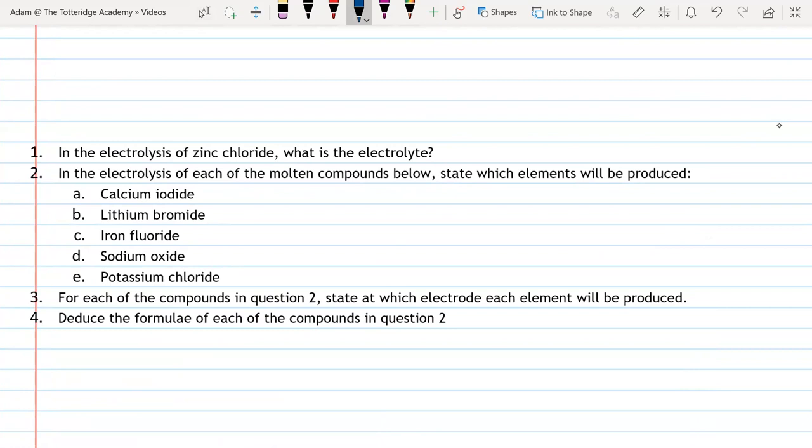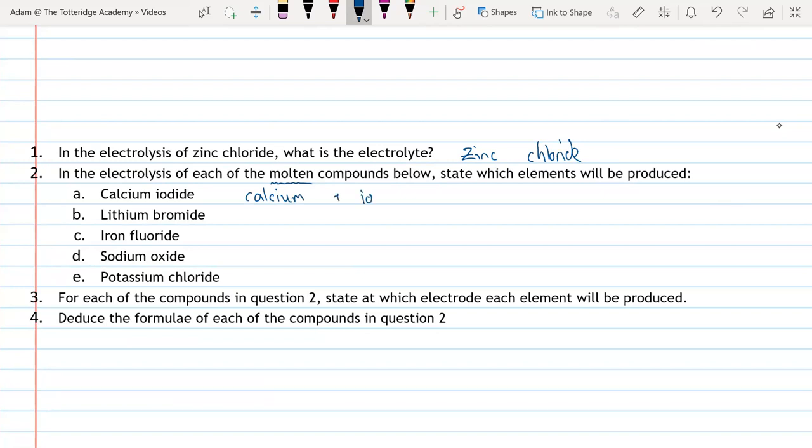All right, in electrolysis of zinc chloride, what is the electrolyte? Pretty simply, zinc chloride. Okay, in the electrolysis of each of the molten compounds below, so this word molten, by the way, I'm sorry if I didn't explain that before. Molten just means liquid. But you should know that word from when you did structure and bonding.